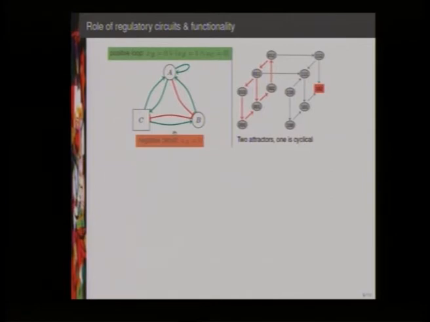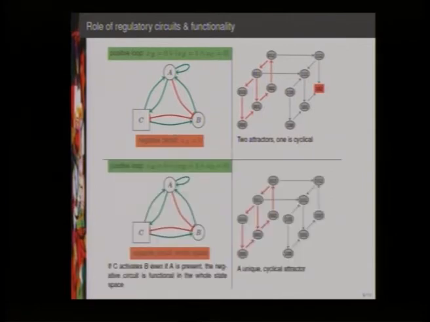Now, if we change the rule, which means changing only the rule driving the dynamics of B without touching the wiring of the system. So we have still the same set of positive and negative circuits. Now the only circuit which is functional is this negative circuit, and it is functional in the whole state space. And we can see that the unique attractor in this case is a cyclical attractor.